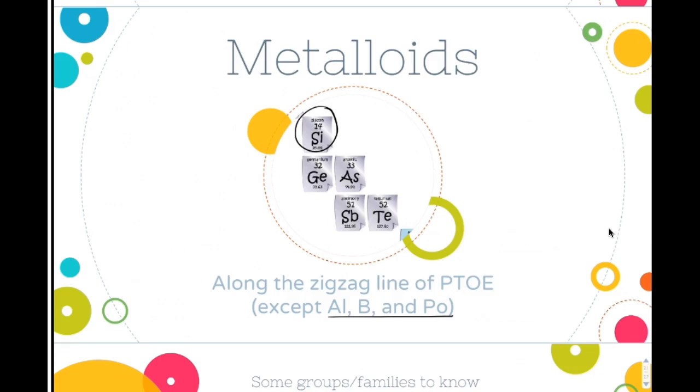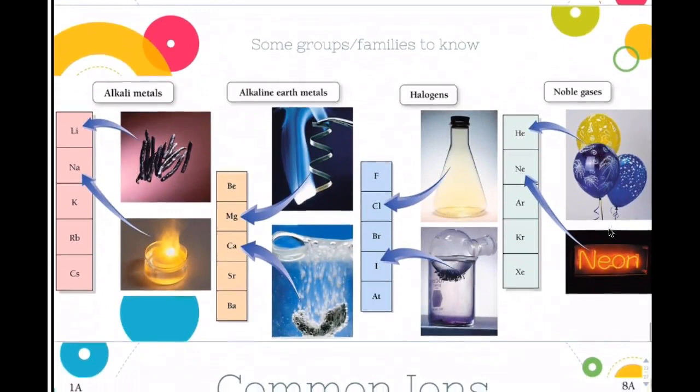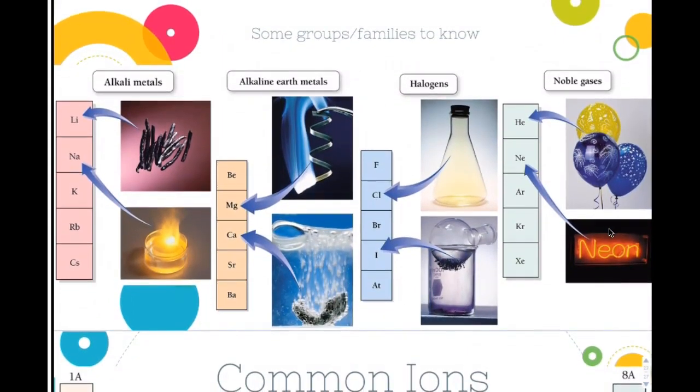You can't really tell exactly the properties of a metalloid, but you may be told about them in a question and asked to think about it. So, groups or families you need to know. You need to know the alkali metals, group number 1. You need to know the alkaline earth metals, group number 2. Then you need to know the halogens, group 7, that is 7A or 17, depending on how your periodic table is labeled. And then you have the noble gases, group 8 or 18.